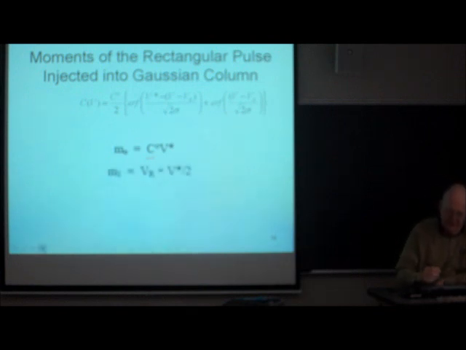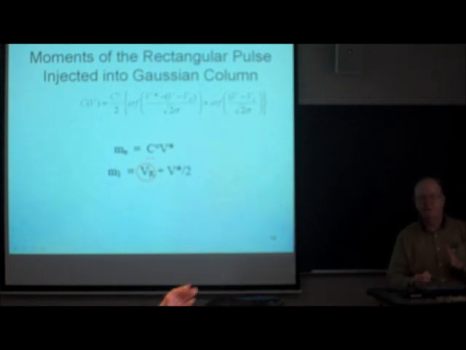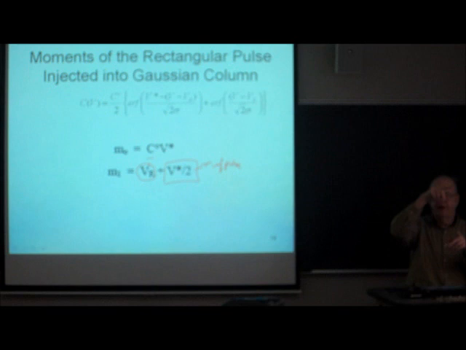The first moment works out to be the retention volume of the Gaussian part of the system, the column, plus 1/2 of the volume, the rectangular pulse width, V star divided by 2. In fact, this is the first moment of the pulse, which makes sense. If you have a rectangular pulse, the center of gravity is half its width.